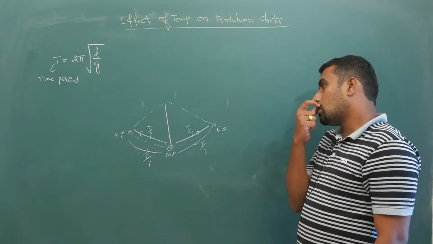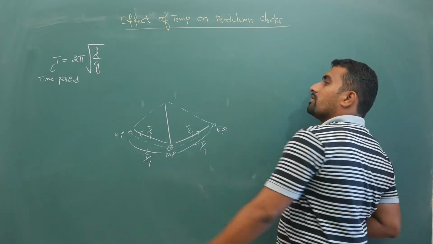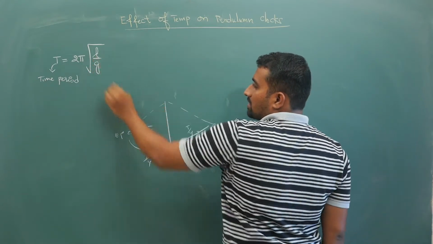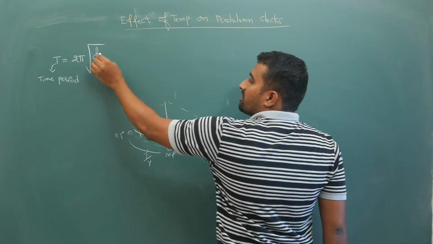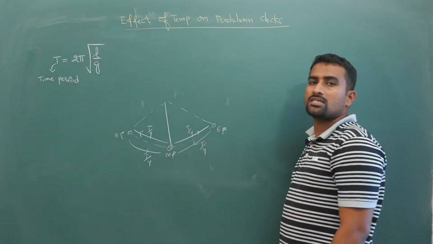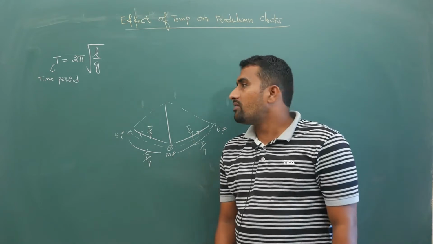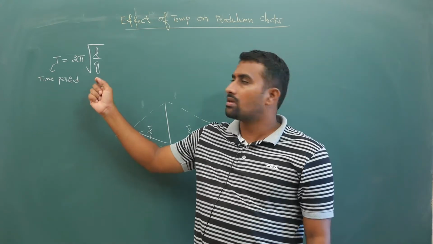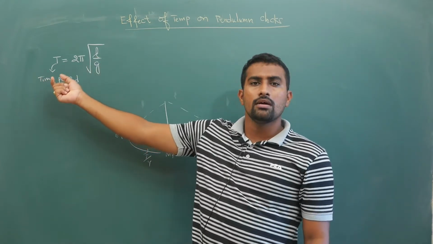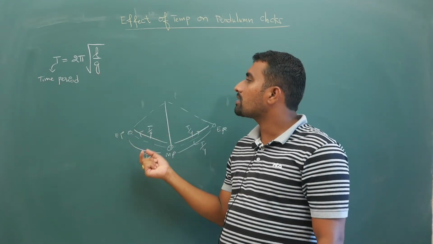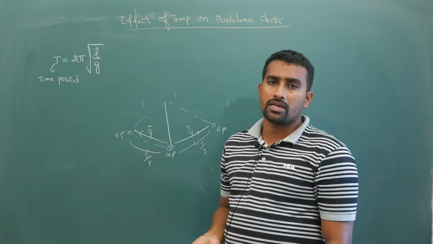Okay, now what happens is, if you change the temperature in summer or winter, this length L will change. So if this L is changing, automatically your time period will also change. So how this time period gets affected because of the temperature is what I am trying to calculate.